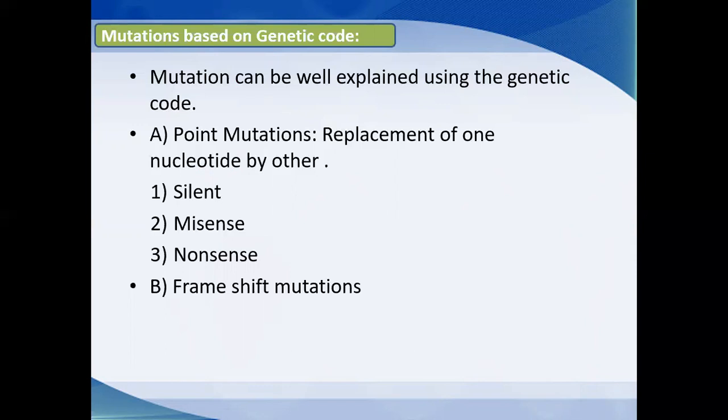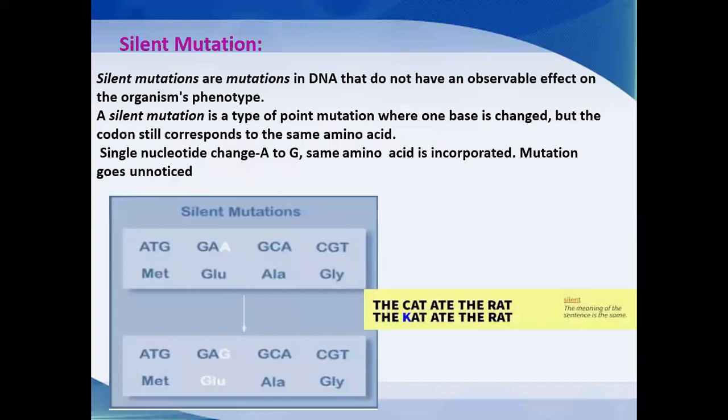Point mutations are also a kind of gene mutation which occurs at a single point in the DNA molecule, and it can be inherited by the next generation. These point mutations are classified, on the basis of the genetic code, into three types: silent mutations, missense mutations, and nonsense mutations. First we can learn about silent mutations.